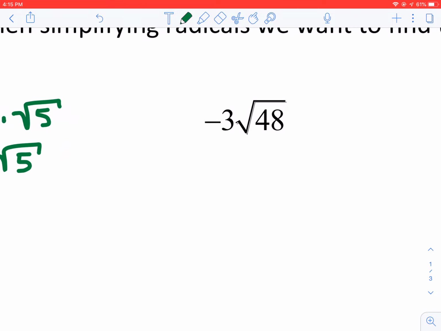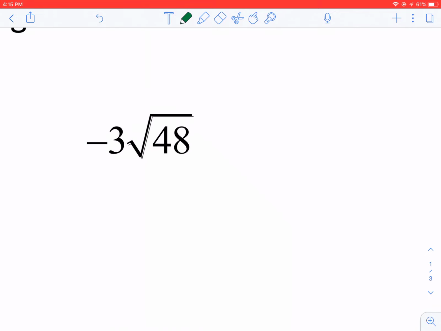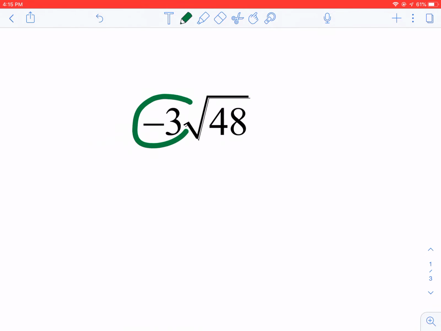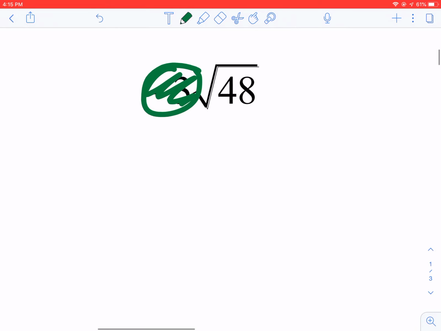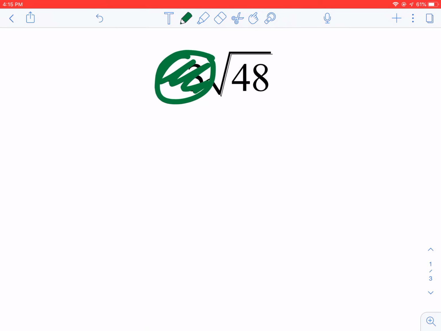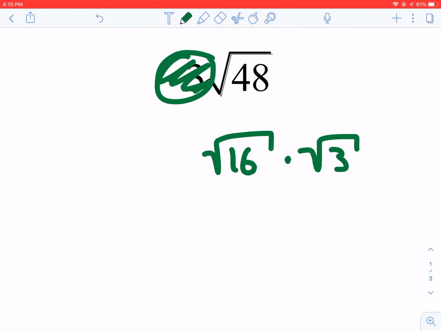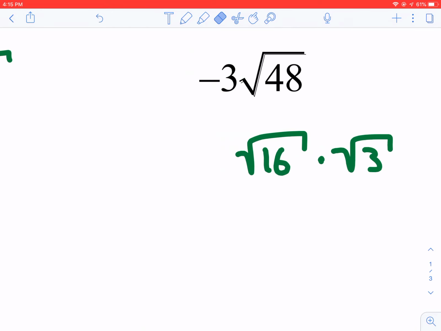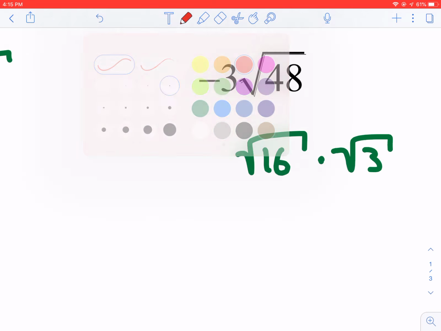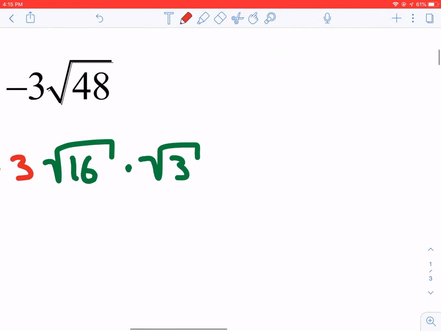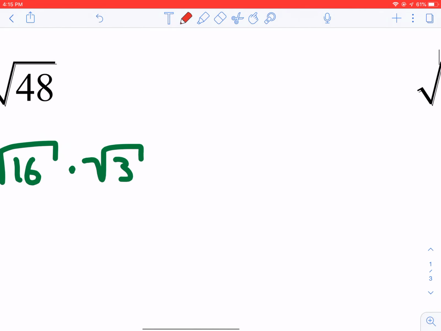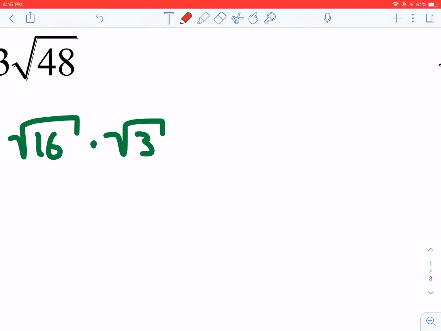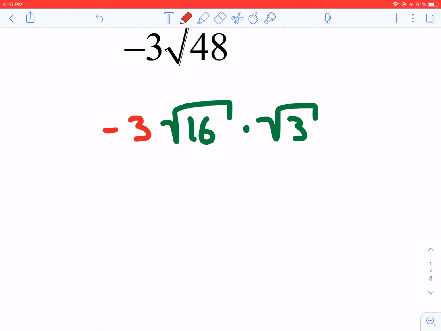Alright. Next, when you have something times your square root, kind of just ignore that something for now. I'm going to break down square root of 48 into 16 and 3. And now I'm going to bring down this negative 3. If you used 4 and 12, by the way, that also works. You're just going to have an extra step.